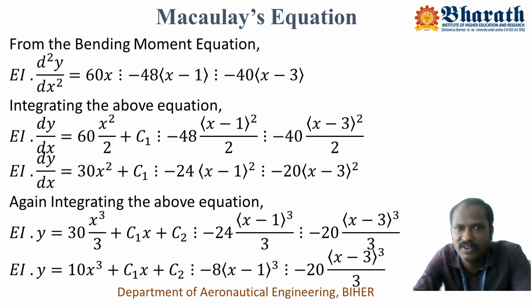So the main difference between your double integration and Macaulay's method is the constants of integration C1 and C2 are written in the first term itself. So here in the slope equation, you are going to get the constant C1. It is not written at the end. Instead, it is written in the first term itself. So you can note it is written as 60x square by 2 plus C1.